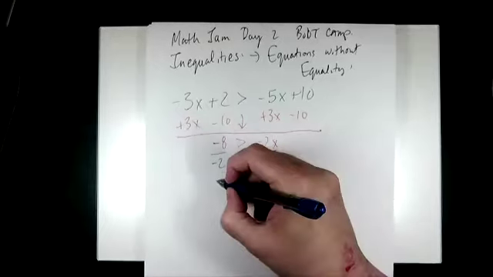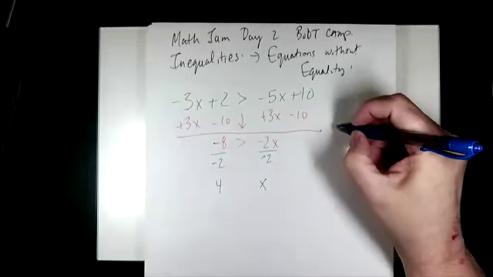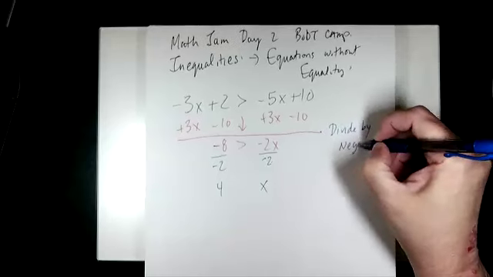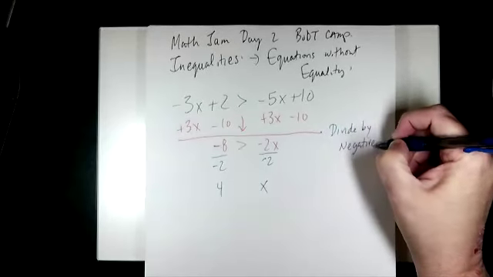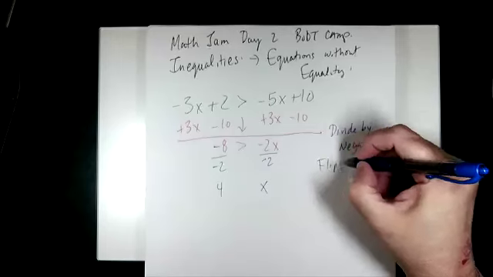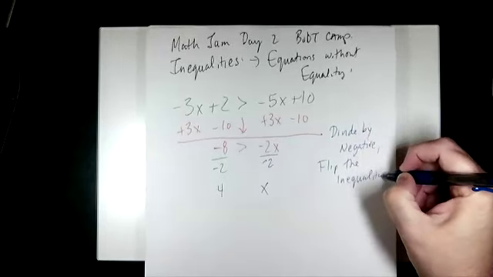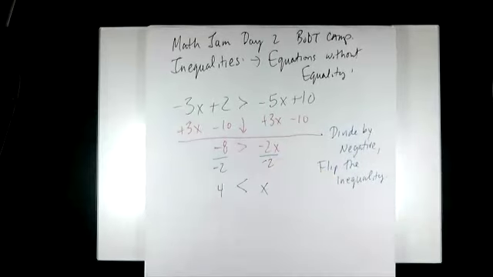And when I isolate my variable, I divide by a negative 2. This is x, this is 4. But when you divide by a negative, what do you do? Flip the sign, or flip the inequality.